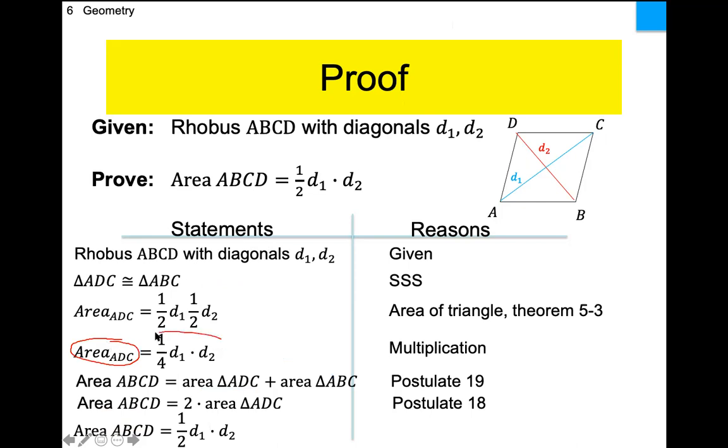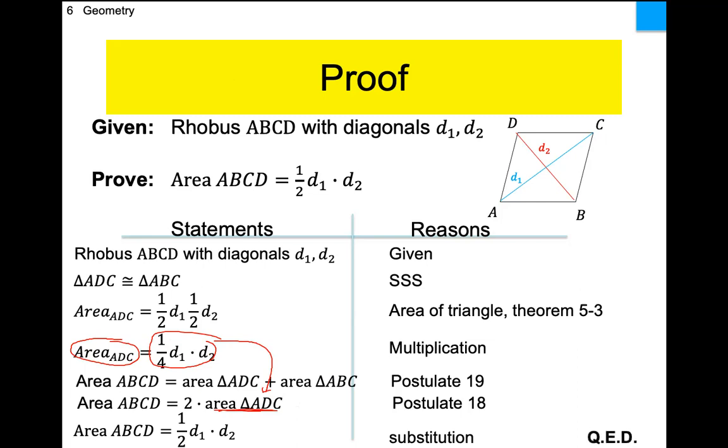is equal to this right here. And look what it says right there. It says area of ADC. So for what I just underlined in red, I can write that right there. So I'd have 2 times 1/4 D1, D2. And what's 2 times 1/4? 2 times 1/4 is just, well, you think about it, really, 2 times 1/4 is just a half. And we're done.